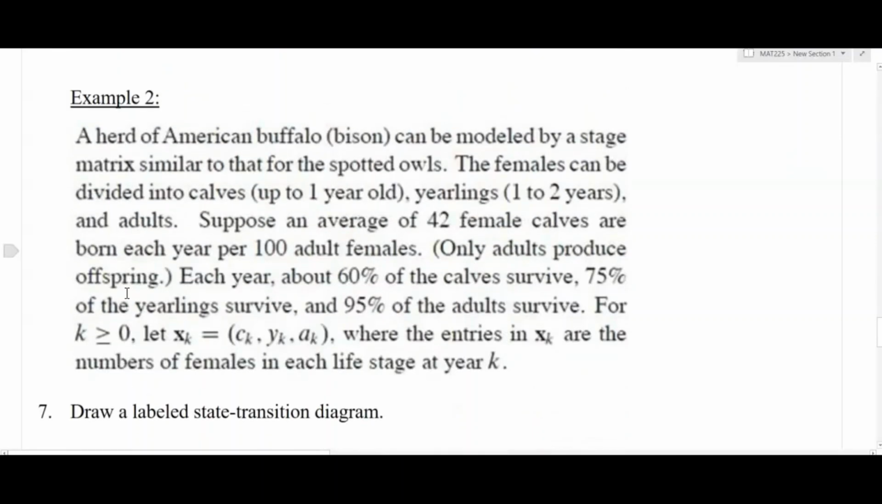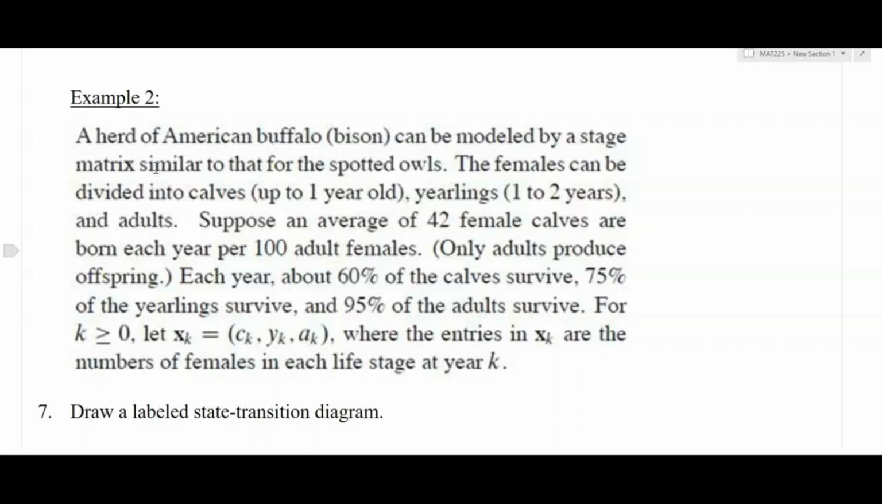So let's take a look at one more example. Here we're going to actually have 3 different states, and this is for a herd of American buffalo, or bison, which can be modeled by a stage matrix similar to that for spotted owls. This was a different example from somewhere else, so don't worry about the spotted owls.